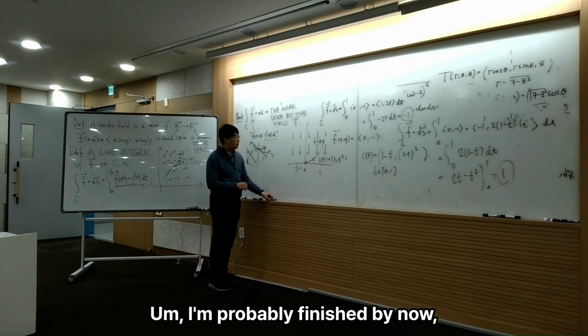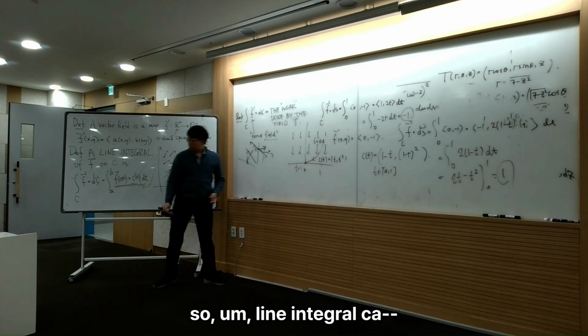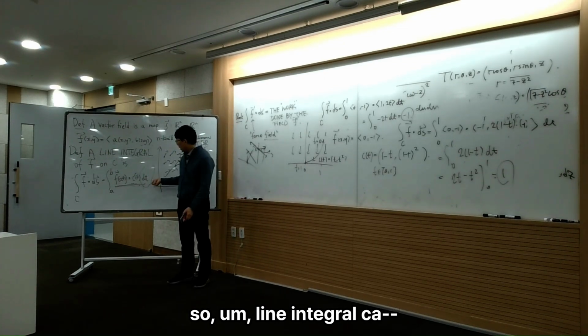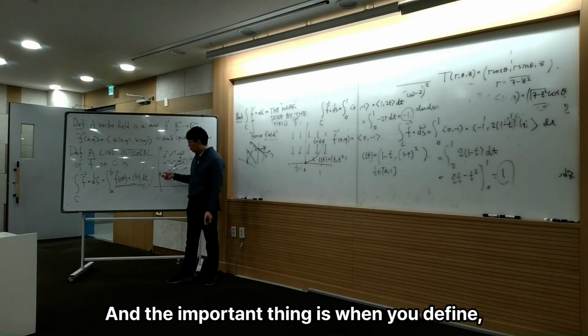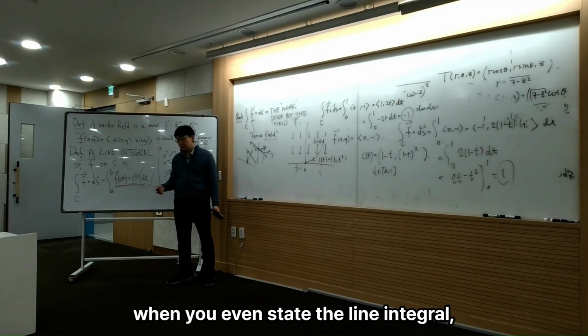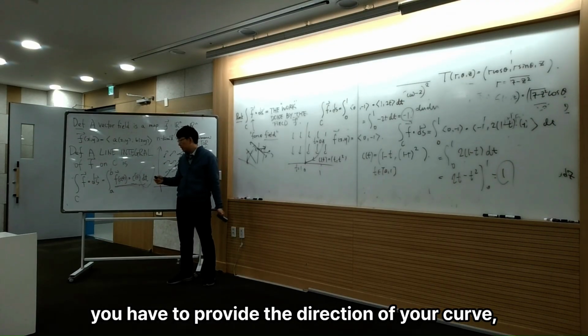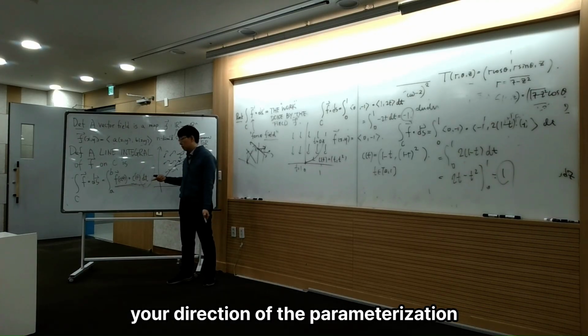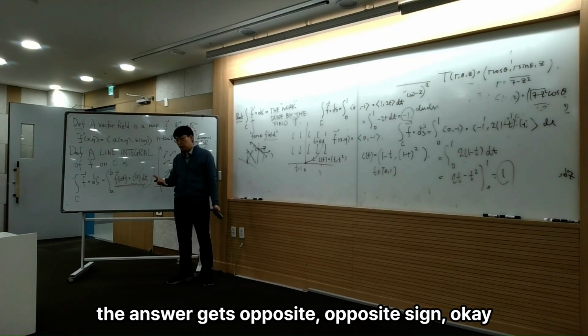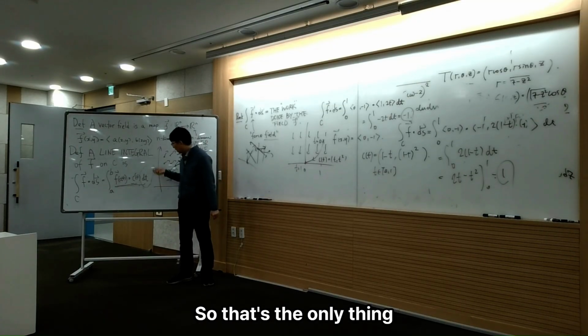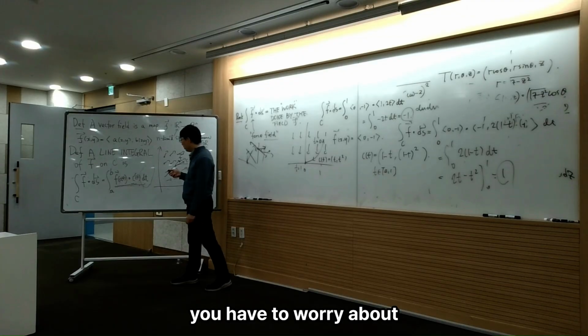So anyway, there are two properties. I'm probably finished by now. The line integral is defined this way. And the important thing is that when you state the line integral, you have to provide the direction of your curve, the direction of the parameterization. Because if you switch the direction, the answer gets the opposite sign. Okay, so that's the only thing you have to worry about.